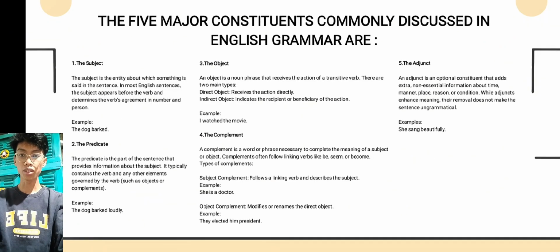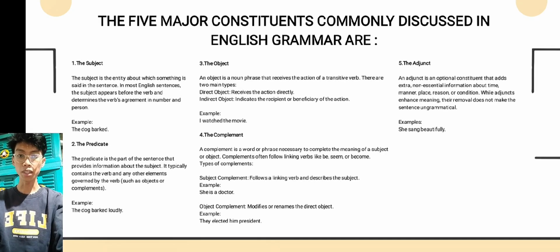Next, we move to the 5 major constituents commonly discussed in English grammar. Number 1 is the subject. The subject is the entity about which something is said in the sentence. In most English sentences, the subject appears before the verb and determines the verb's agreement in number and person. Example: the dog barked.